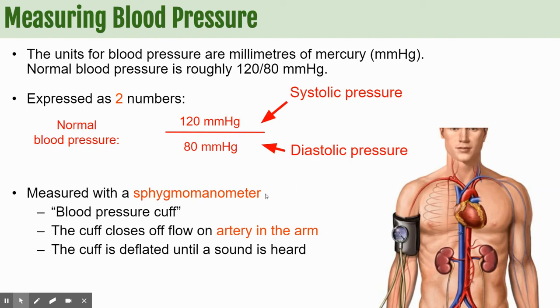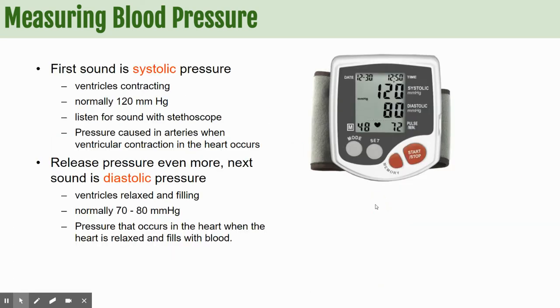Okay, so blood pressure is measured with a sphygmomanometer. Now, aren't you glad you watched the video? Because you'd be looking at that thinking, how do you pronounce that? Sphygmomanometer, otherwise known as a blood pressure cuff. Okay, so the purpose of the cuff is to stop the blood flow so that you can figure out what the pressure is. And I'll walk you through the steps of that.